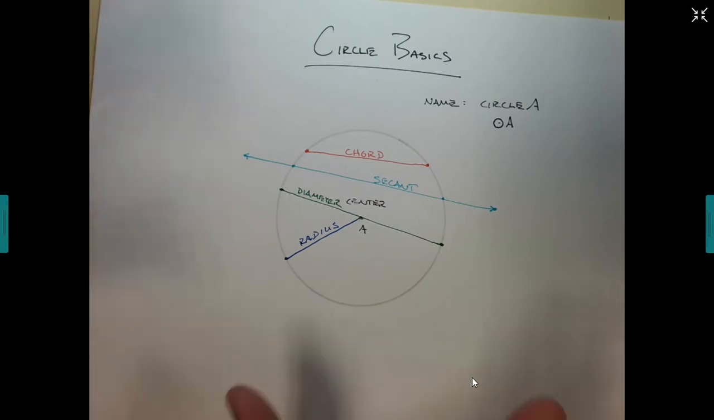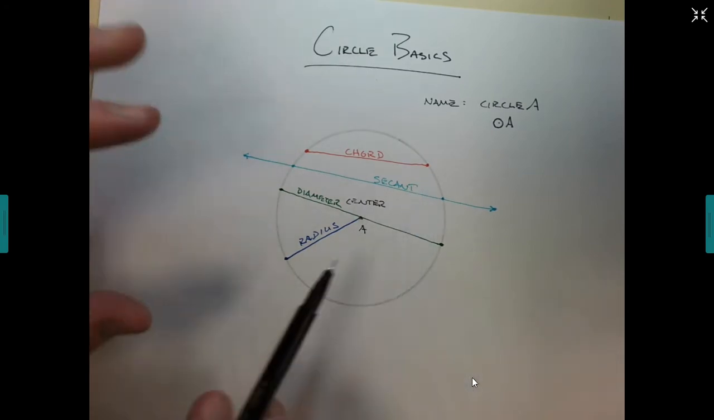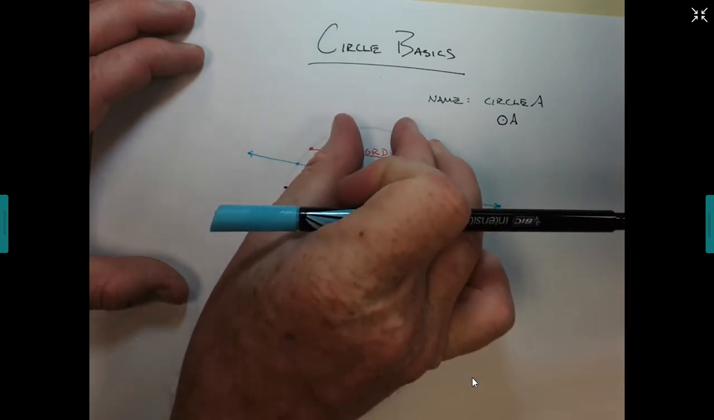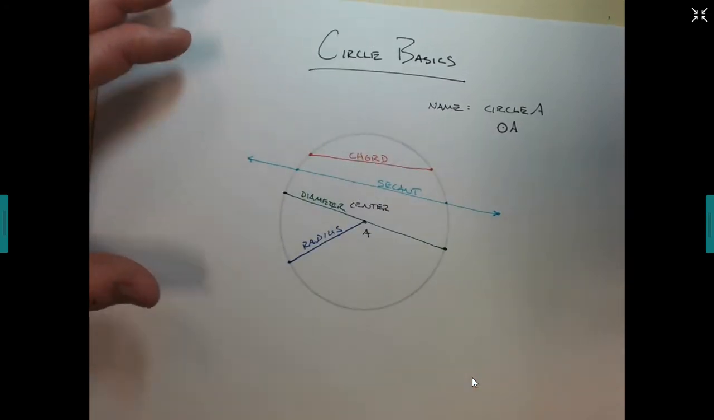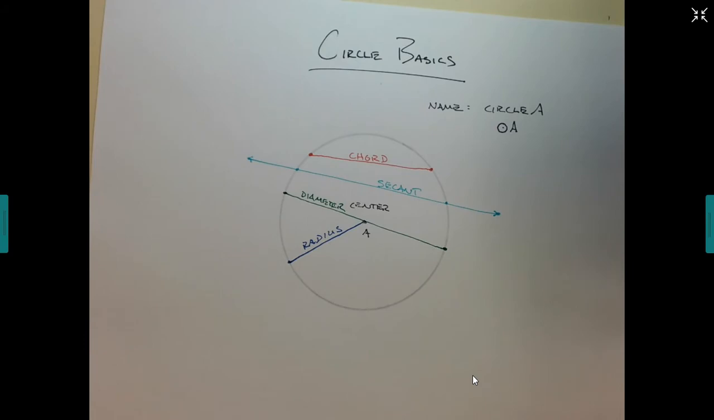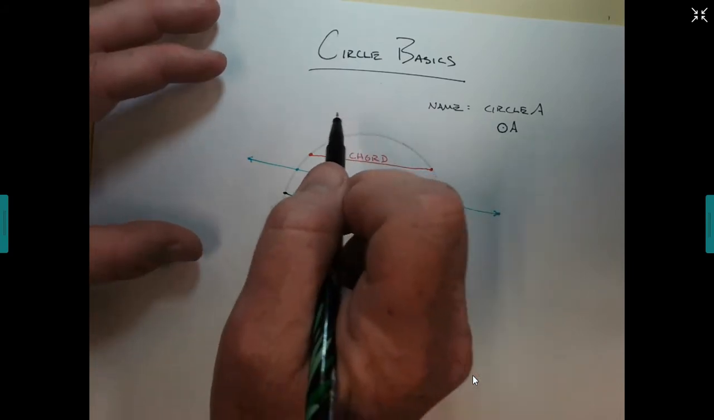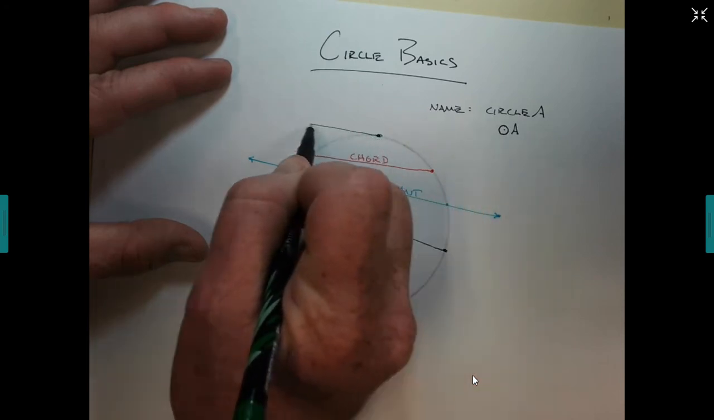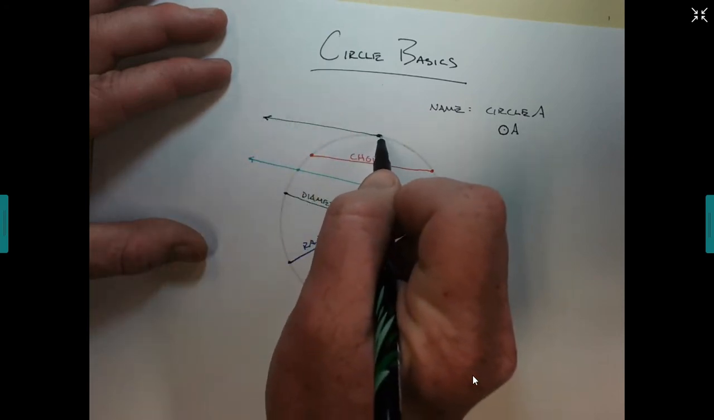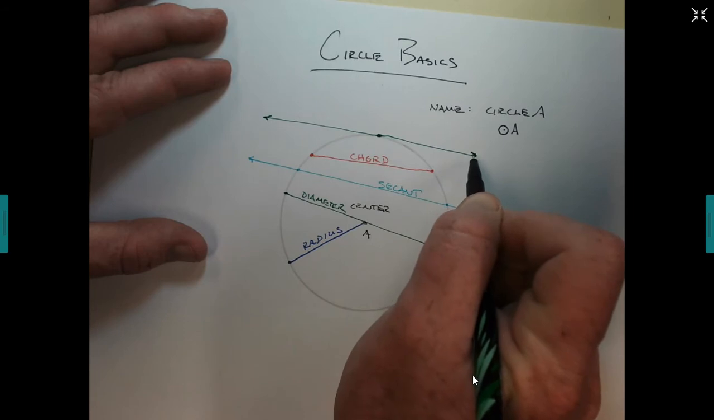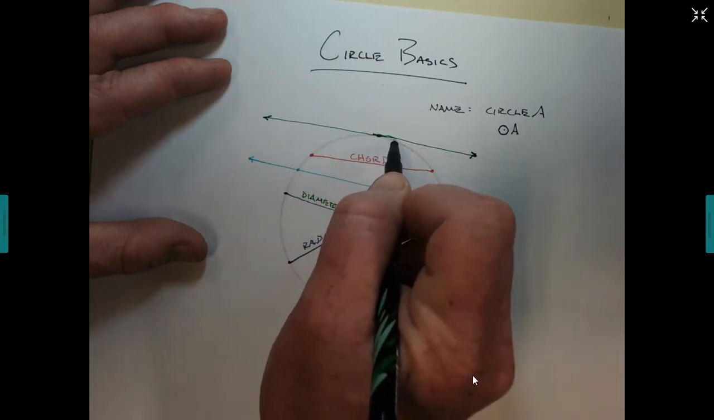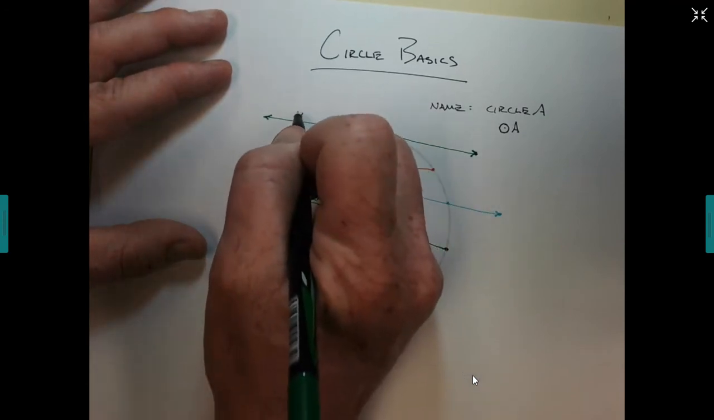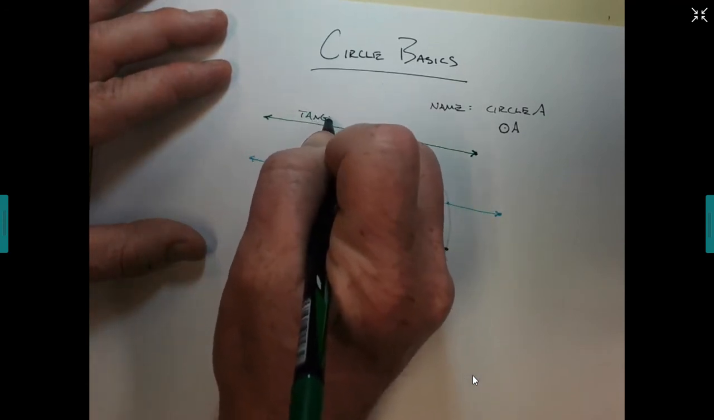Now realize if I start pushing this secant up, those intersection points are going to become closer and closer until eventually it's possible for this line to intersect the circle only at one point. So if it's a line that intersects our circle only at one point, then it's called a tangent.